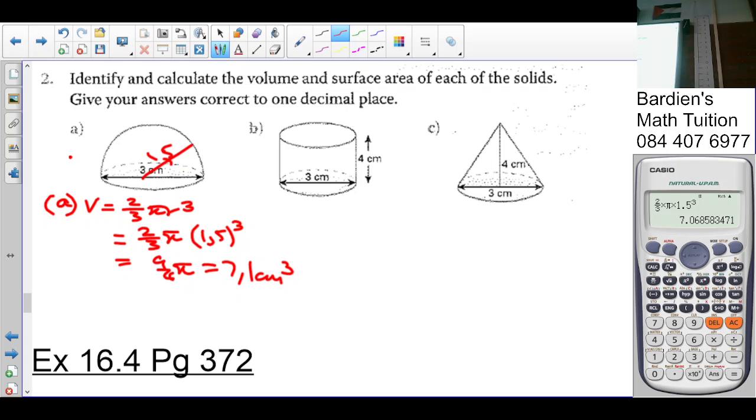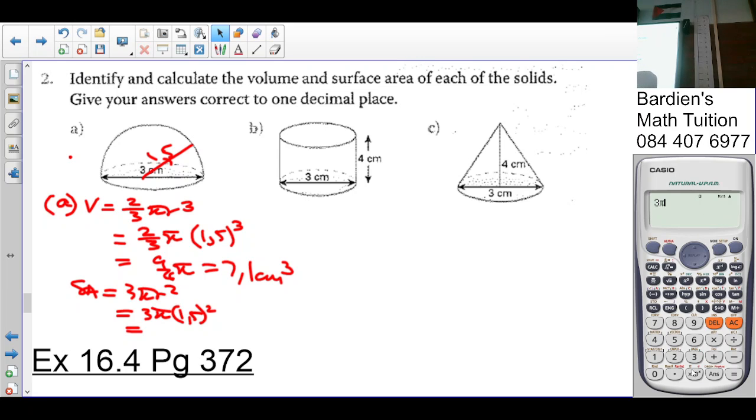The surface area of a hemisphere is, we just work with it now, 3 pi r squared. So it's 3 pi 1.5 squared. That gives us 27 over 4 pi, which is 21.2 centimeters squared.